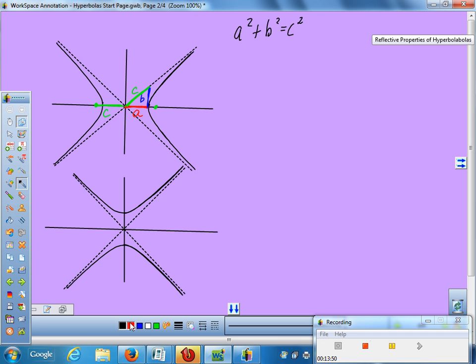Now, the same is of course true down here on the vertical one. A is the distance from center to vertex. So B is always going to be from vertex to asymptote. And C is going to be the diagonal, or C is the distance out to the focus. Same distance either way.